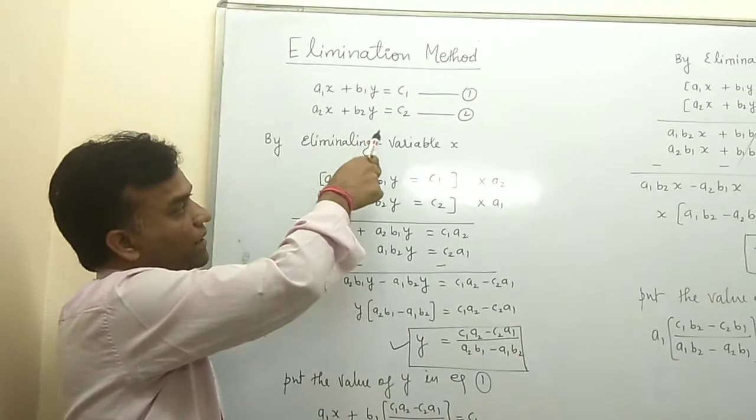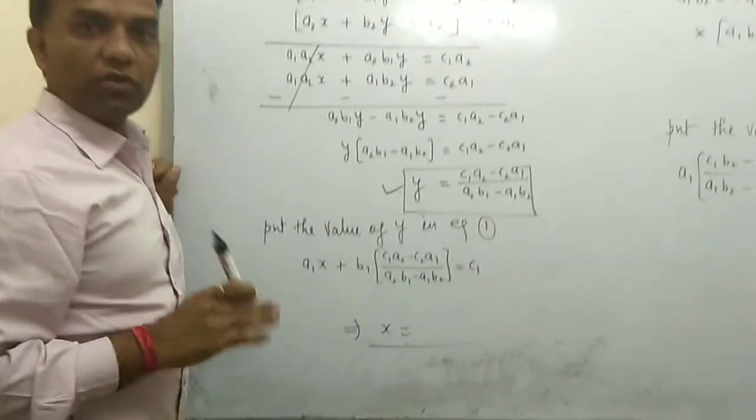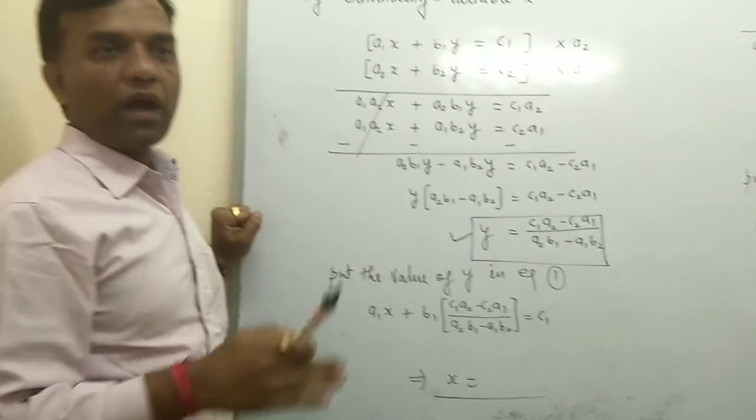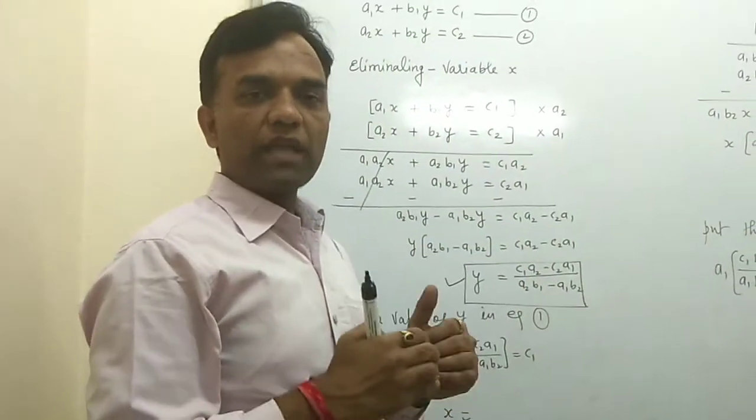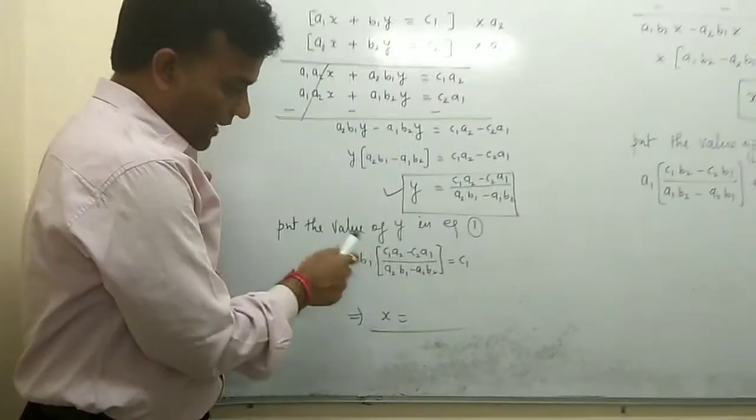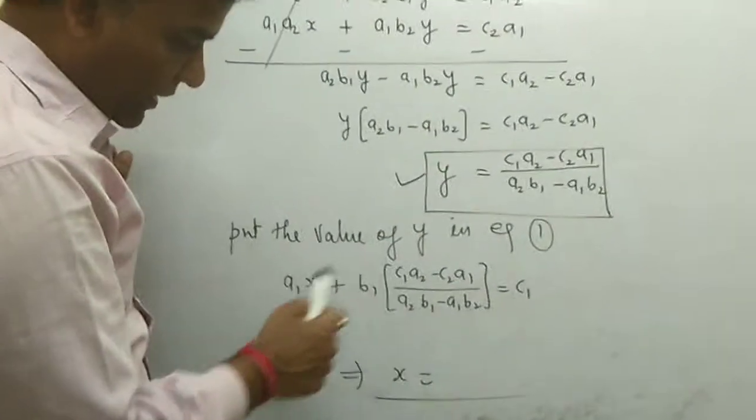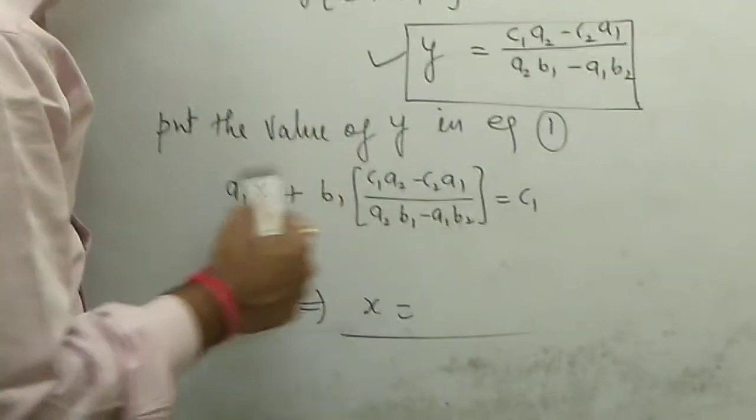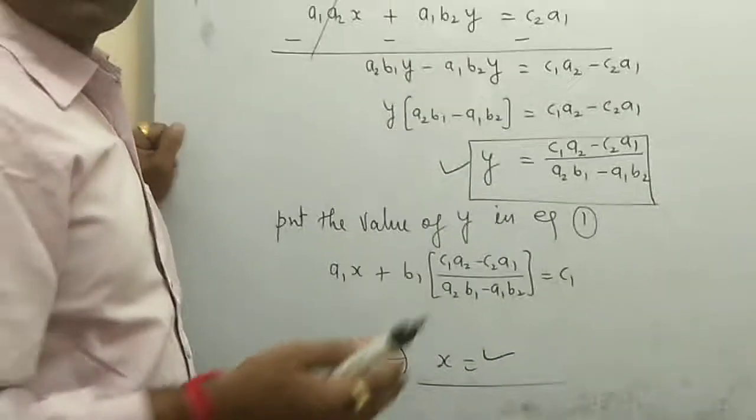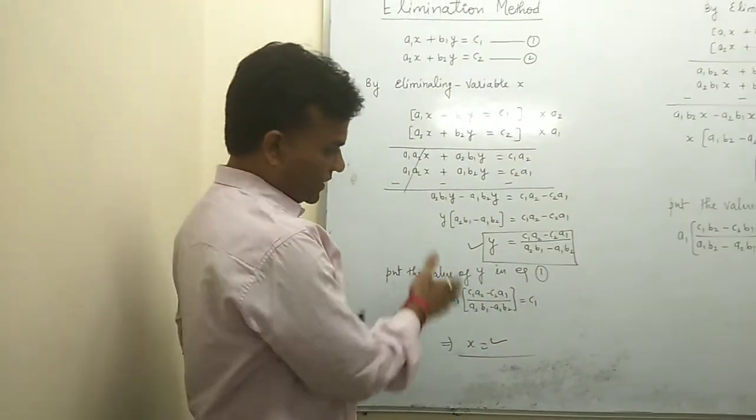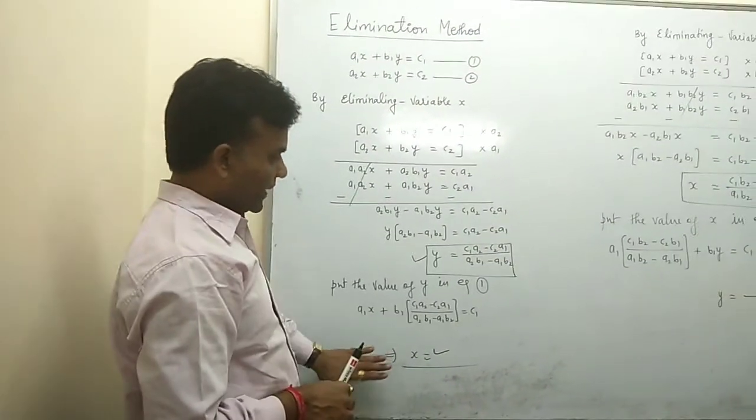Now you put in 2. It does not matter whether you put in 1 or 2, your answer will not change; both conditions give the same answer. So after putting the value of variable y here, you simplify and separate out the value of x in the form of a1, b1, c1 and a2, b2, c2, and you get the value of x.